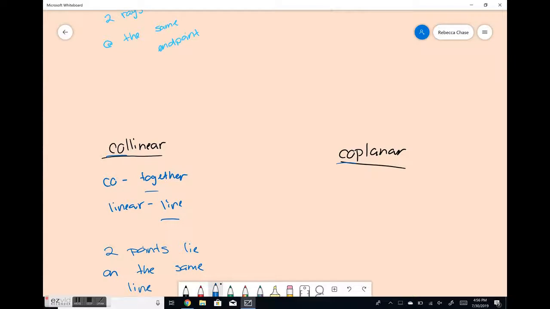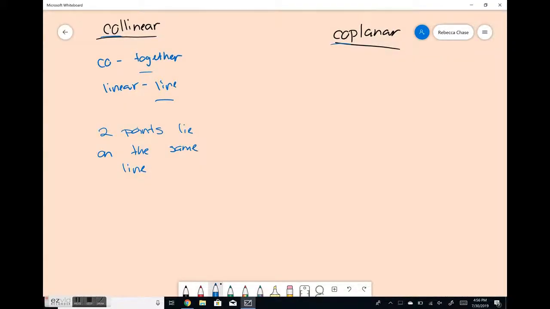So if I draw this, I would have a line. Label some points, A, B, and C. I can say that points A, B, and C are collinear. It simply means that they lie on the same line.